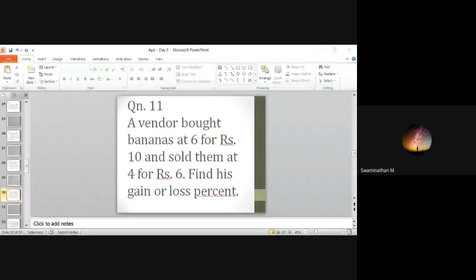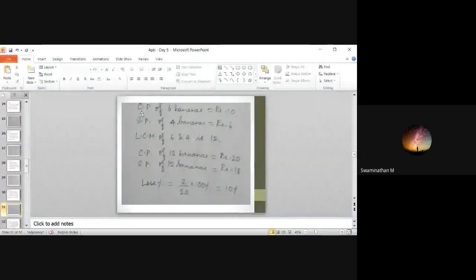10% loss, gain. Okay, gain, loss, loss. Okay. Cost price of 6 bananas, rupees 10. Selling price of 4 bananas, rupees 6. So I can even find the cost price of one banana, the selling price of one banana, and find whether it is loss or gain, and find the difference. If it is difficult for you to do in fractions, you can do it this way.